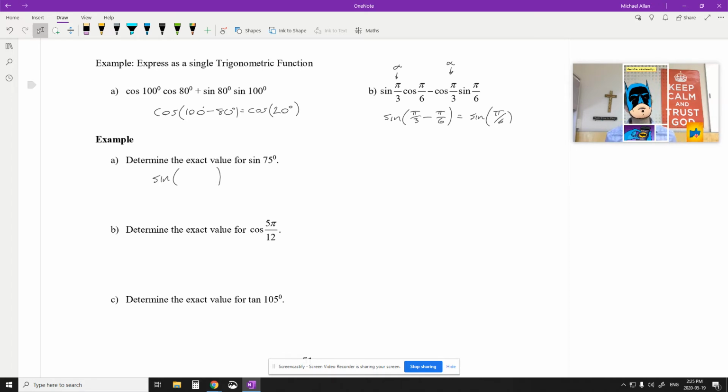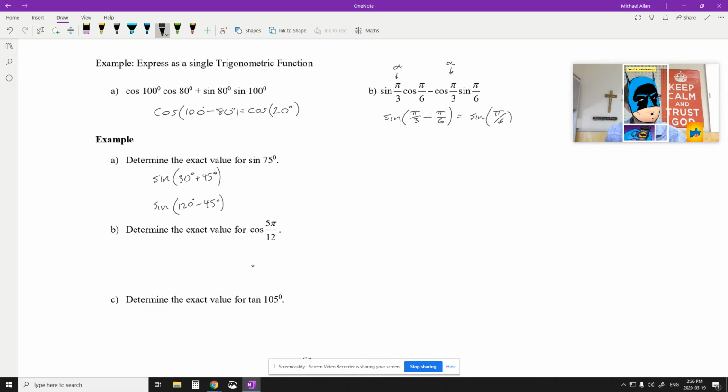What 2 angles would I add together or subtract to get 75? Well, 30 and 45 work. You could pick any, but some wouldn't be a very good one for us. What if I said 120 minus 45? Yeah, I can go 120 minus 45. As long as the angles are off our unit circle, I can pick them.